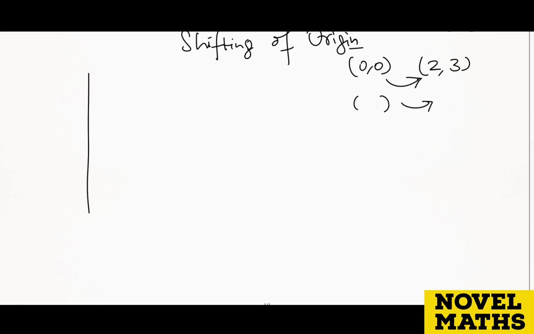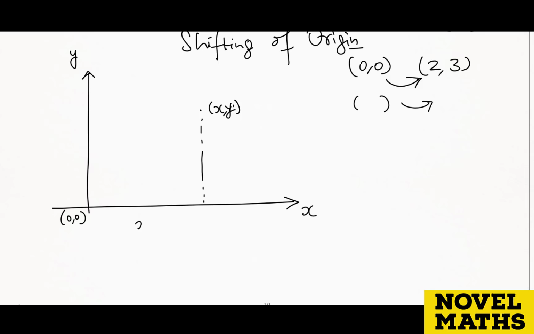Suppose this is my default x and y axis. This point is origin (0, 0). There was some point (x, y). So the meaning of (x, y) is the horizontal distance is x and vertical distance is y.